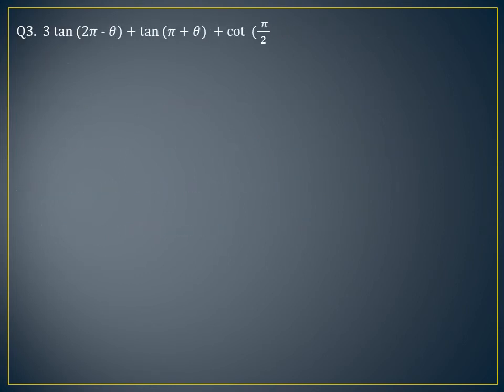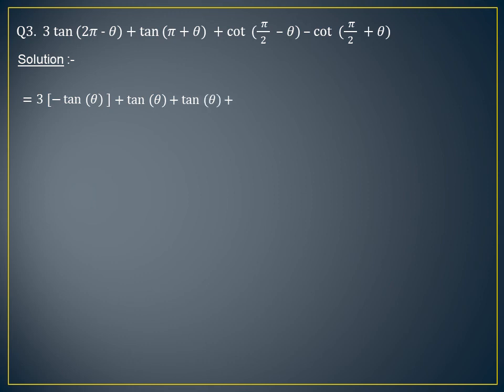The next question is 3 tan of 2 pi minus theta plus tan of pi plus theta plus cot of pi by 2 minus theta minus cot of pi by 2 plus theta. The 2 pi minus theta will have a value of minus tan theta, plus tan theta, plus again cot of pi by 2 minus theta. The angle will lie in the first quadrant, and since we have pi by 2 in the angle, cot will become tan and it will have a positive sign, and again the last will be plus tan theta. If we solve this, we are left with the answer 0.